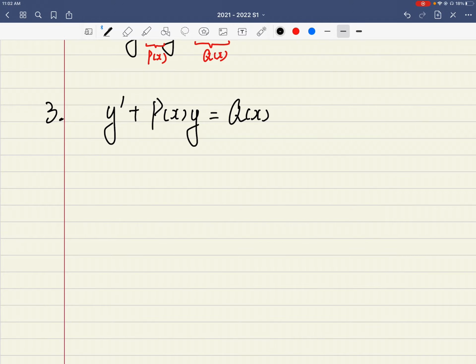And here's the formula. The first thing is to create something called the integrating factor. It will be a function of x. So what is this integrating factor? It's e to the power of the integration of p(x).